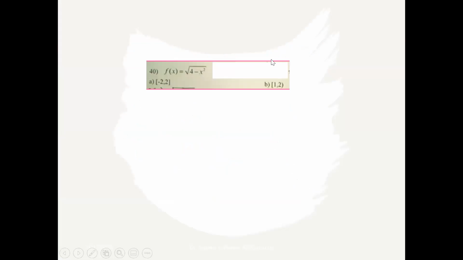Now let's take a look at this one here. In order for us to find the max and min, you are going to have to rewrite the f of x. So I'm going to rewrite it as f of x is equal to 4 minus x squared to the 1/2. You could go ahead and do a u substitution and just say let u equals 4 minus x squared. Then u prime will be negative 2x.